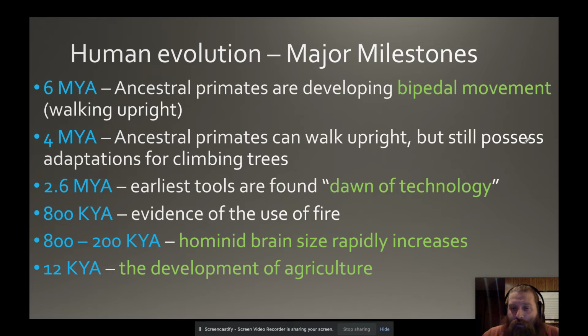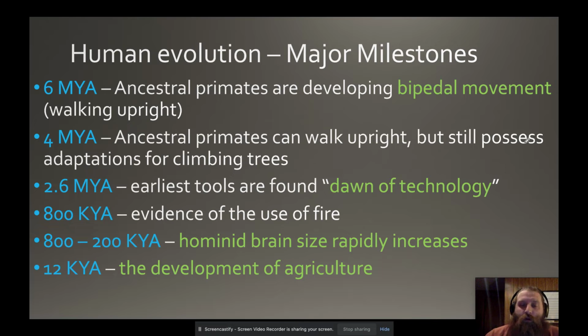The last thing we're going to look at in this video is human evolution. Now, we do want to know the major milestones of human evolution. So about 6 million years ago, we find ancestral primates that are what we call bipedal. So they're moving around on 2 feet. They're walking upright. 4 million years ago, we're still finding some bipedal adaptations, but also some tree climbing adaptations.